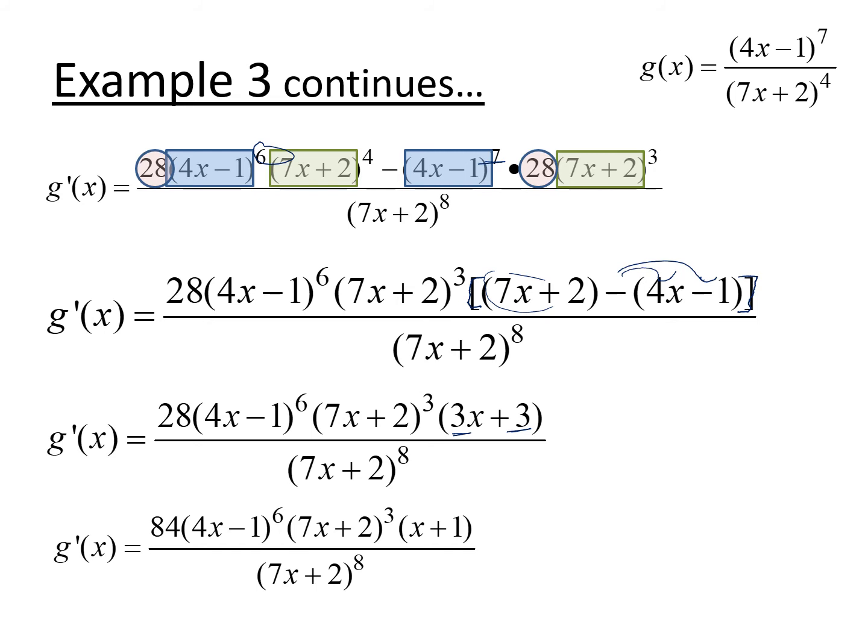And then what I'm going to look at is the fact that we have a common factor of 7x plus 2 on the numerator and 7x plus 2 on the denominator raised to the 3rd and the 8th. So we are going to simplify our exponents. And since there's a power of 8 on the denominator, when we subtract those, we're going to have 5 of those left on the denominator. So our final answer is 84, (4x minus 1) quantity to the 6th power, (x plus 1), all divided by (7x plus 2) quantity to the 5th. This is in factored form.